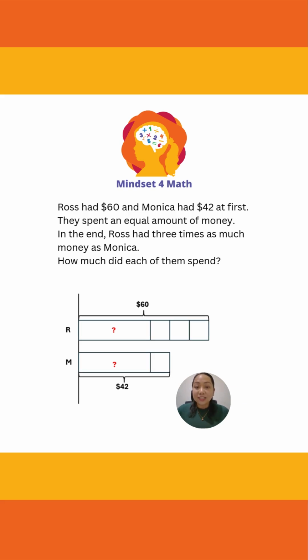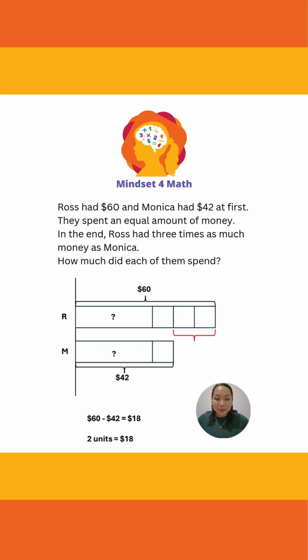In the end, Ross had three times as much money as Monica. So what I will do is to cut the remaining portion of Ross's bar into three equal units. And I have to make sure that the remaining part of Monica's bar is equal to 1 unit. Now, we can see that Ross had three times as much money as Monica in the end.